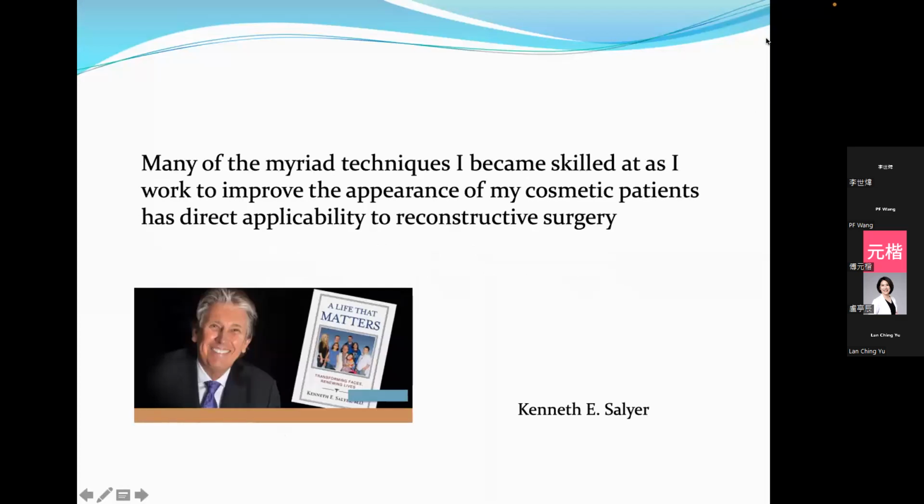I must borrow the words of Dr. Kenzaya: many of my myriad techniques I became skilled at as I worked to improve the appearance of my cosmetic patients have direct applicability to reconstruction surgery. That's true, I learned the fat injection mostly from cosmetic patients, and I apply it to reconstructive surgery to improve the outcome of my patients.